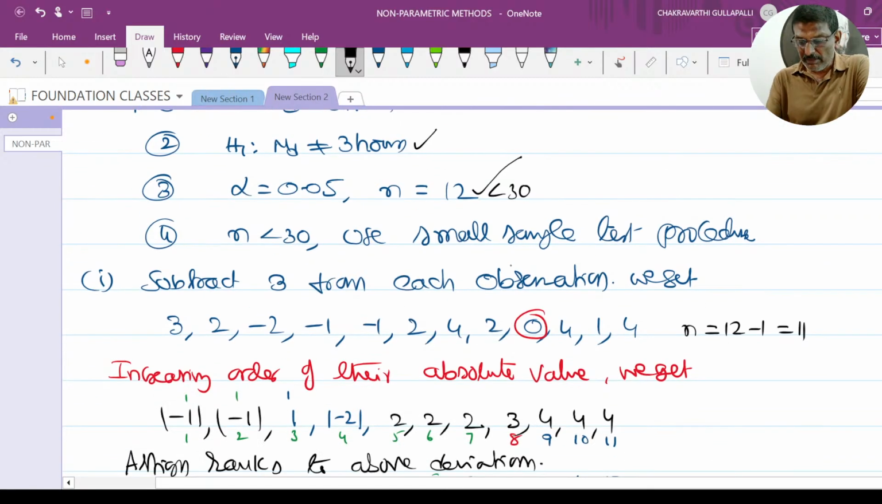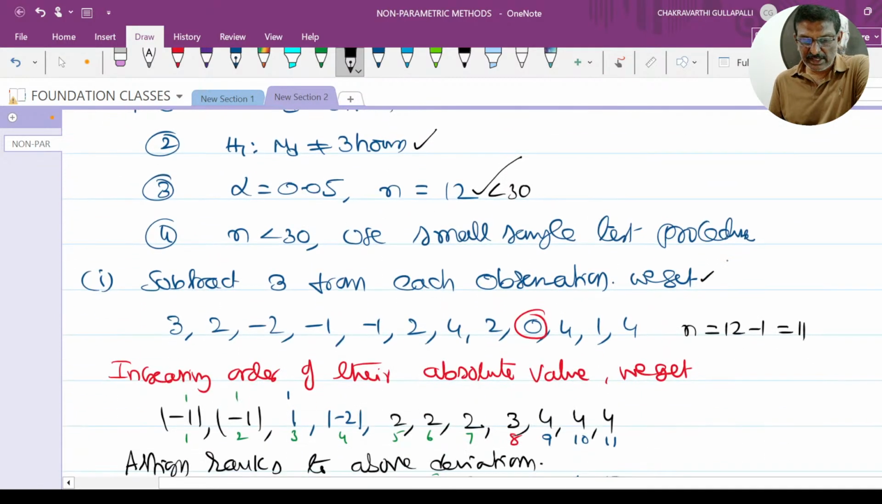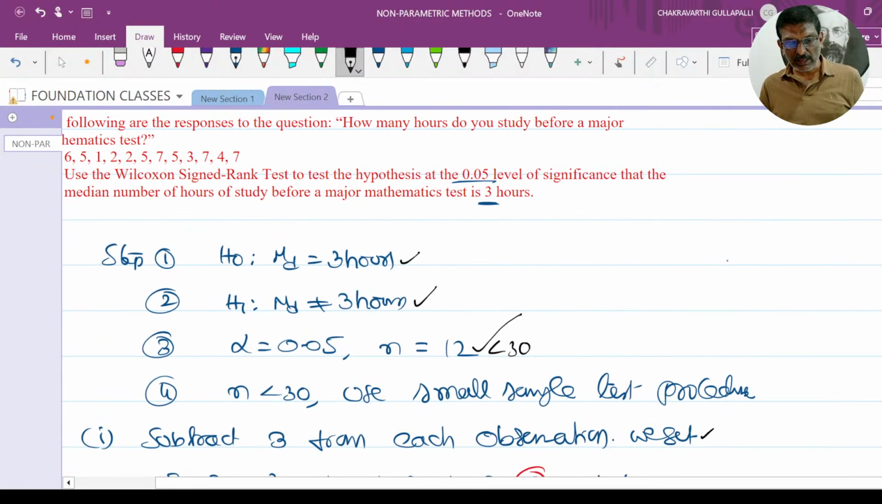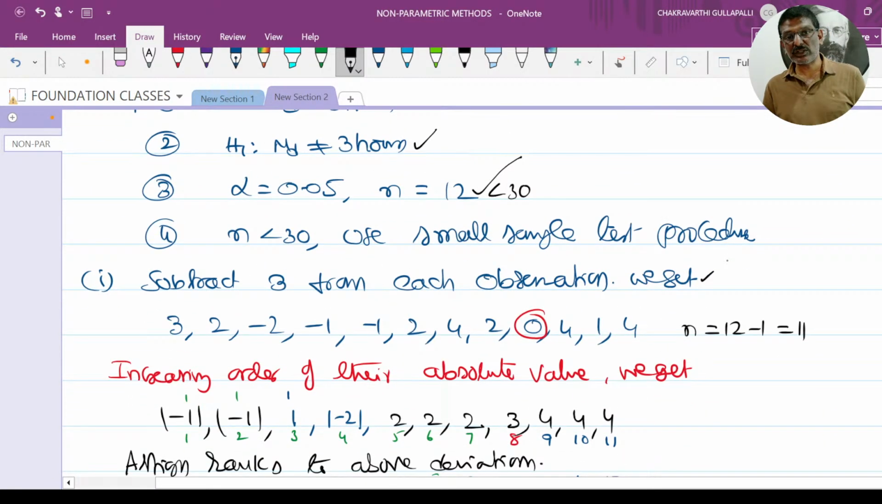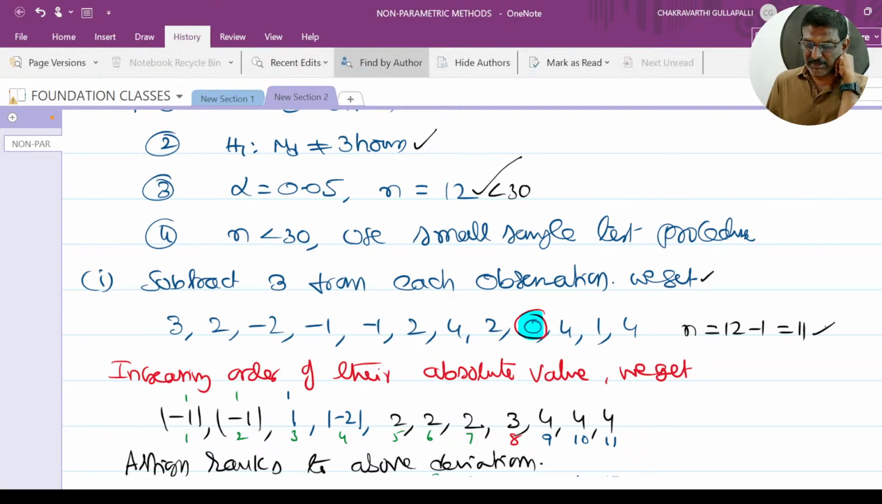Now subtract 3 from each observation, and we get these deviations. The first number is 6 minus 3, 5 minus 3, 2. Then 1 minus 3, minus 2, minus 1, 2, 4, 2, 0, 4, 1, 4. A 0 is there. Now discard this 0. After that, the adjusted sample size is 11. So the new sample size is 11.